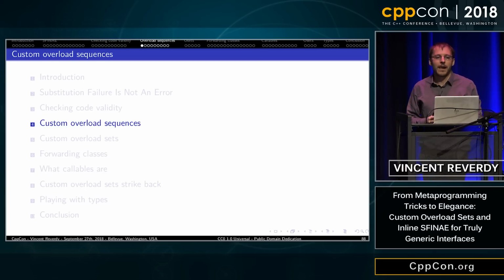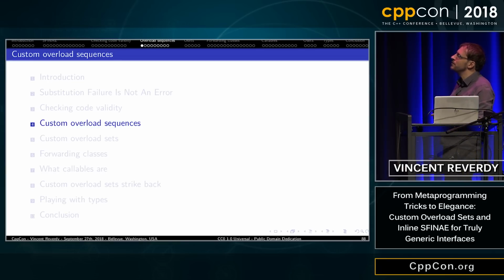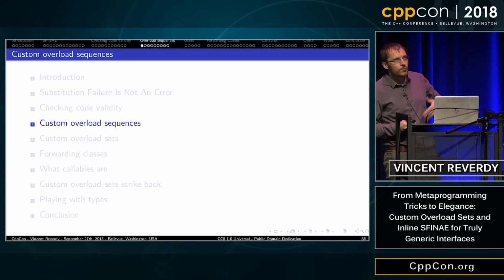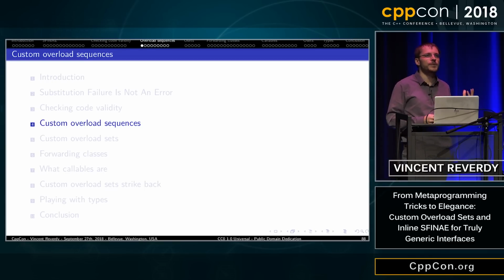So cool. Then let's try to do other trickery. And for example, let's try to create overload sequences. That would help in certain situations where you would like to branch to the first function that would work.